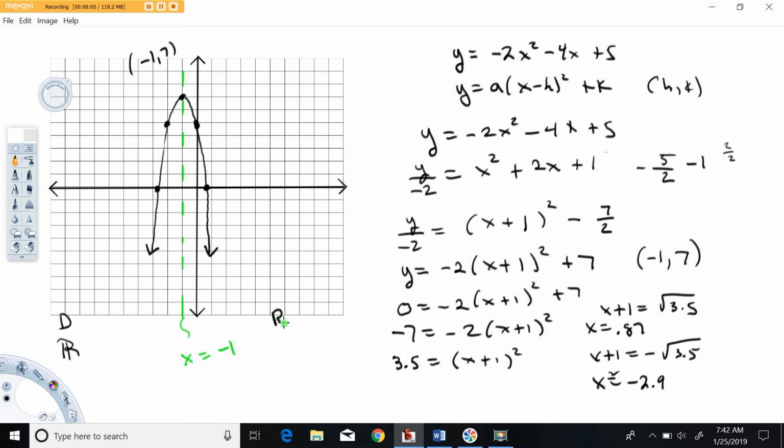Okay, the range of this function. Notice that the highest y value here is 7. All other y values are less than that, so the range is y less than or equal to 7. So, there's an example of sketching a graph of parabolas, and I can't think of anything else to talk about.